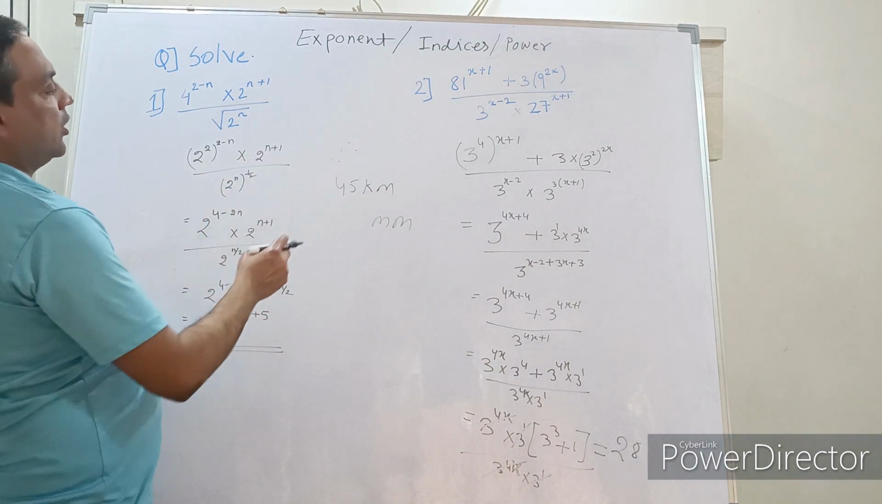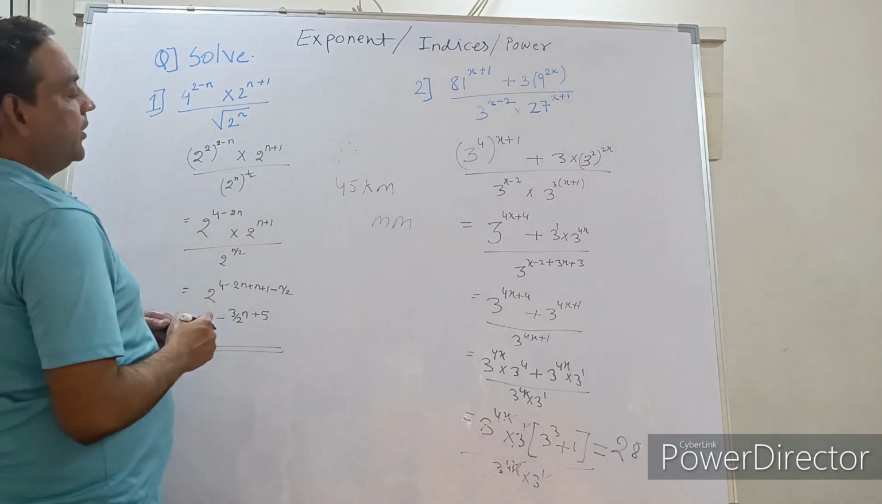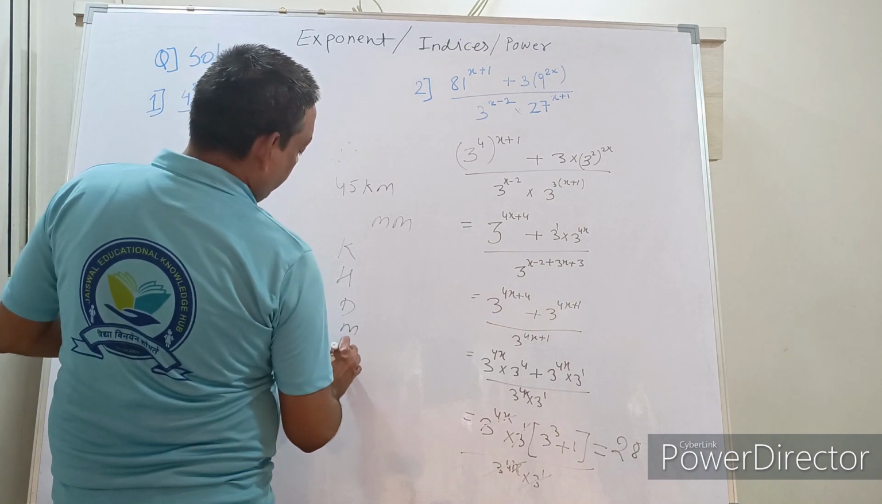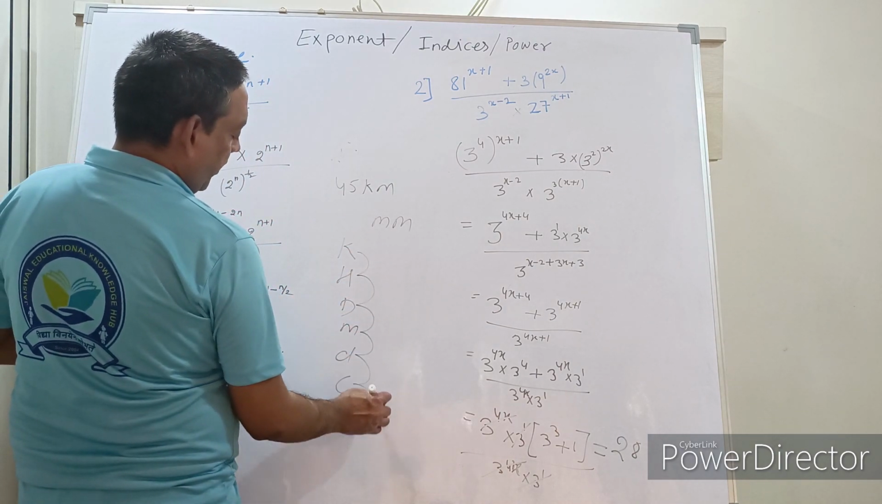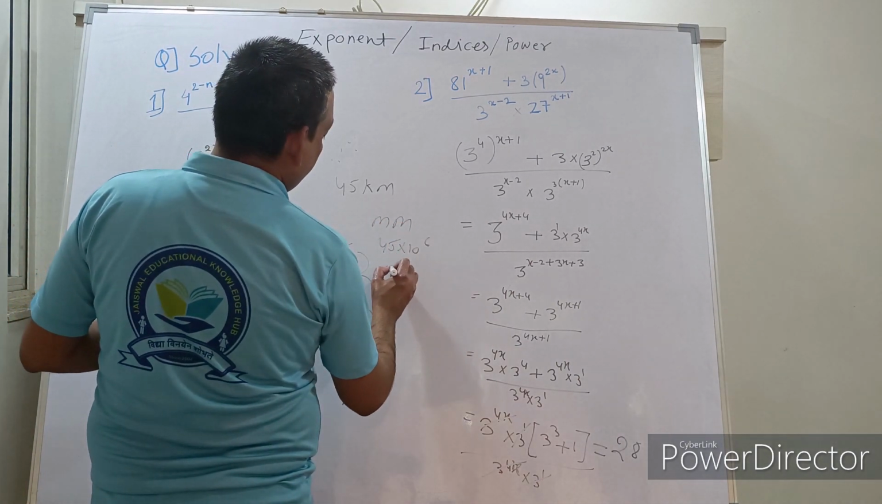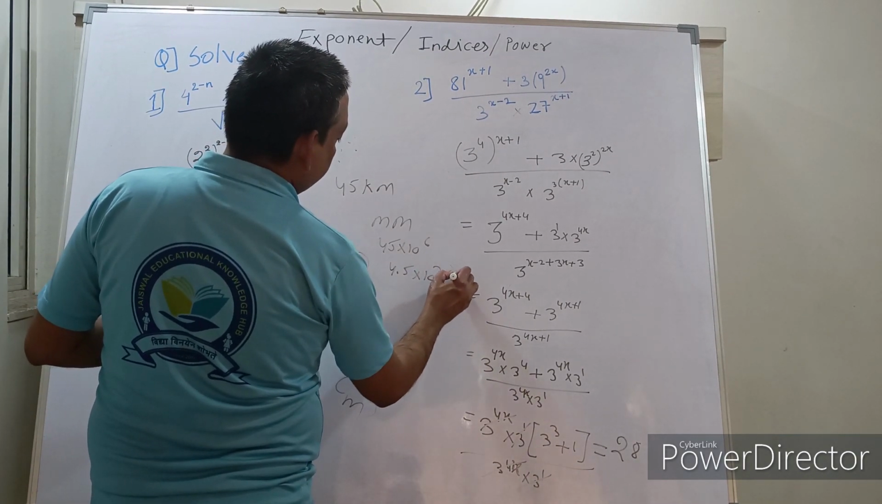So first of all, kilometer to millimeter. So we have the mnemonic: King Henry died, mother didn't cry much. So 1 2 3 4 5 6, so directly 45 into 10 raised to 6, that will be 4.5 into 10 raised to 7 millimeter is the answer.